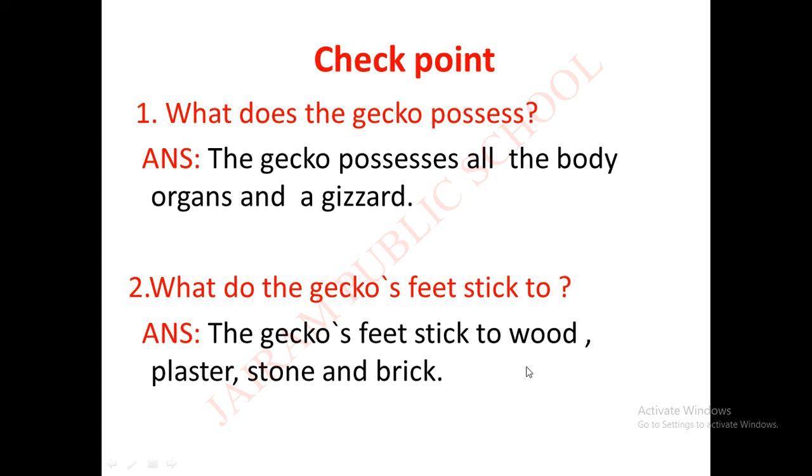What is the spelling for wood? W-O-O-D, wood. Plaster, P-L-A-S-T-E-R, plaster. Stone, S-T-O-N-E, stone. Brick, B-R-I-C-K, brick. Once again, repeat all of you. Where do the gecko's feet stick to? Do you know that? Yes, the gecko's feet stick to wood, plaster, stone and brick.